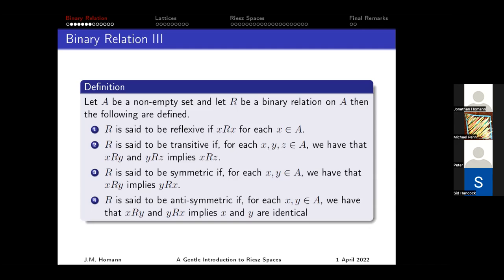And we say that R is symmetric if for each X and Y in A, we have that if X is R related to Y, then Y is R related to X. And finally, we'll say that R is anti-symmetric if for each X and Y in A, we have that if X is R related to Y and Y is R related to X, then X and Y are identical. So here I chose to use the word identical rather than write X equal to Y because of an equivalence relation, which we will define. Sometimes it might be a bit confusing to know if you're working with this equality or this equivalence relation. So here we're just going to use identical.